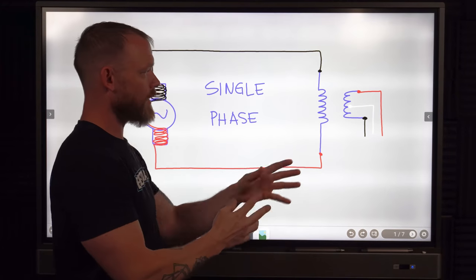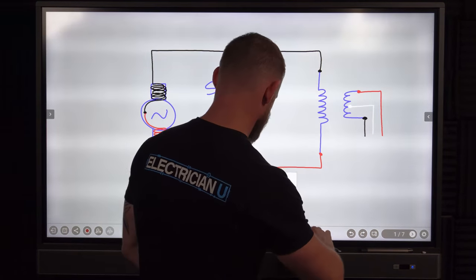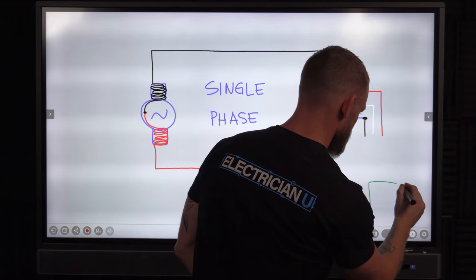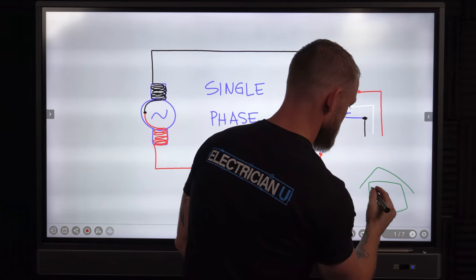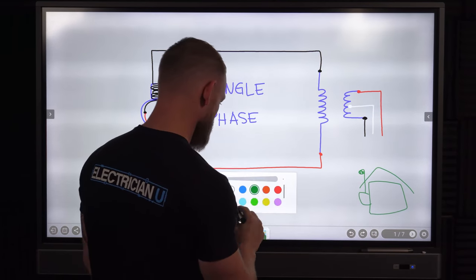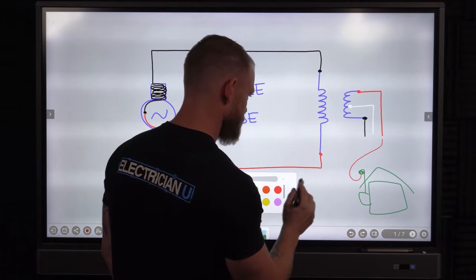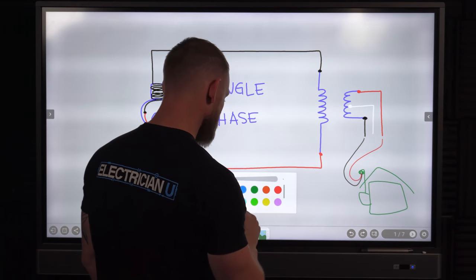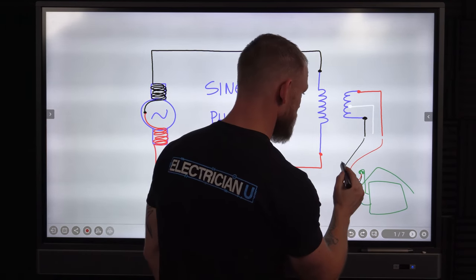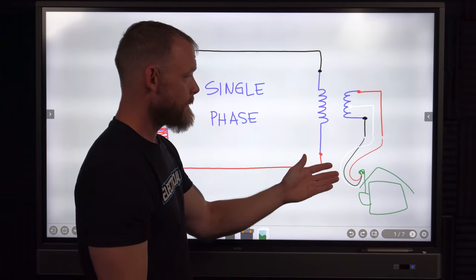I know that when we think of a house, you know, we've got a house over here. That's a terrible house. We've got the service, we've got a weatherhead that comes up here, and we've got conductors that go over and hook up to each one of these. We look at that and we say, well, we have two circuits, right? We have two phases, a black and a red, and then a white.